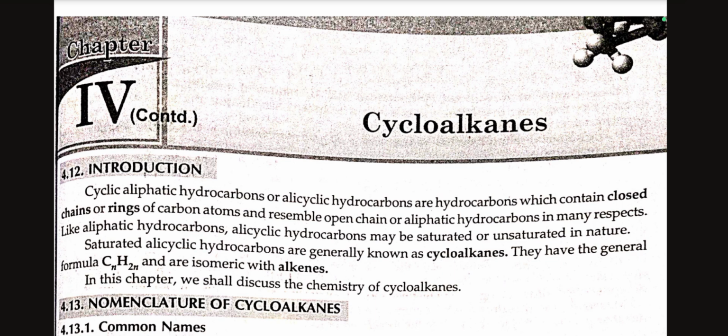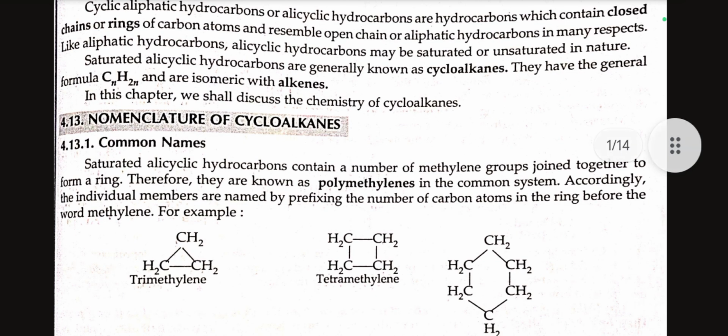Saturated alicyclic hydrocarbons are generally known as cycloalkanes. They have the general formula CnH2n and are isomeric with alkenes. In this chapter, we shall discuss the chemistry of cycloalkanes and cycloalkenes. Nomenclature of cycloalkanes. Common name.